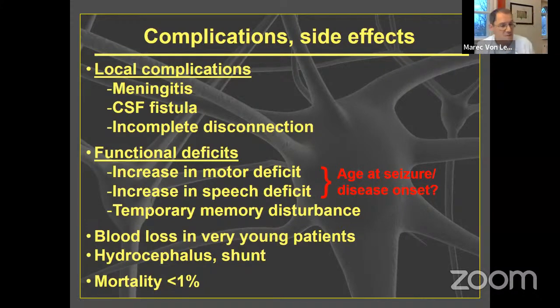With very young patients, we always have problems with blood loss or temperature regulation during surgery, and we just talked about the hydrocephalus, and this is something that we can discuss later, how we approach this problem. The mortality is much lower than in the early days of hemispherectomy. Of course, we have a mortality below 1% today.